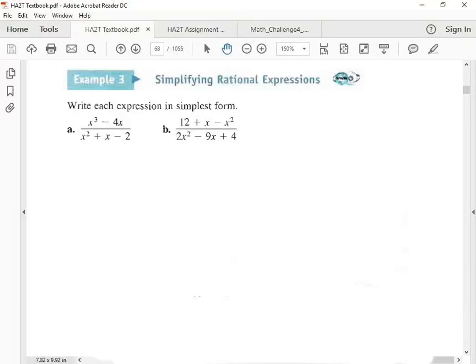Alright, this first one. This one right here. What we're going to do is factor the numerator and denominator first. Always factor, factor, factor. Whenever you have rational expressions, factor them. Alright, you guys got to be monsters at factoring.